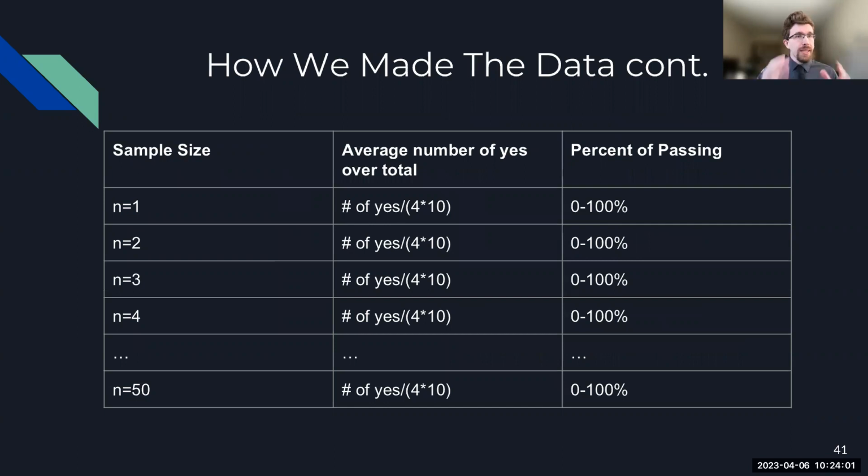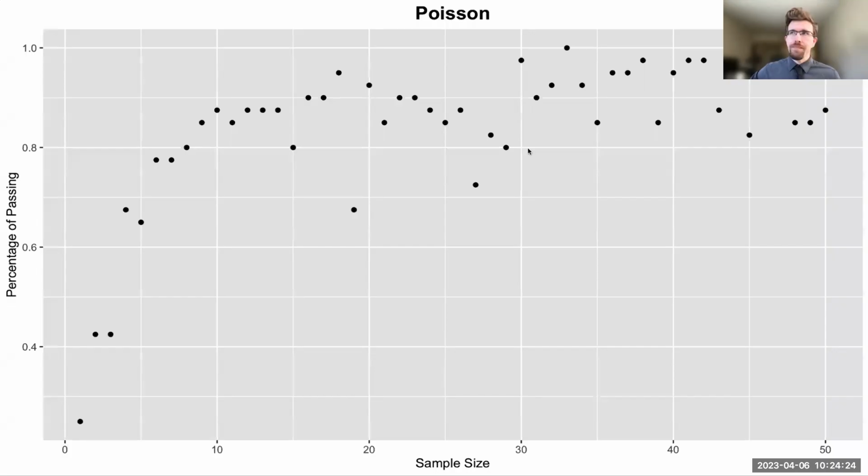So once we did that, and we repeated for sample sizes between 2 and 50, we ended up with something like this. For sample size 1, we would have the number of yeses divided by 40, giving some percent passing, and that was done for each sample size. Each of these resulted in one data point, which looks like this. So you have Poisson, with sample size on the x-axis and percent passing on the y-axis. Each data point corresponds to a sample size and a percent passing.